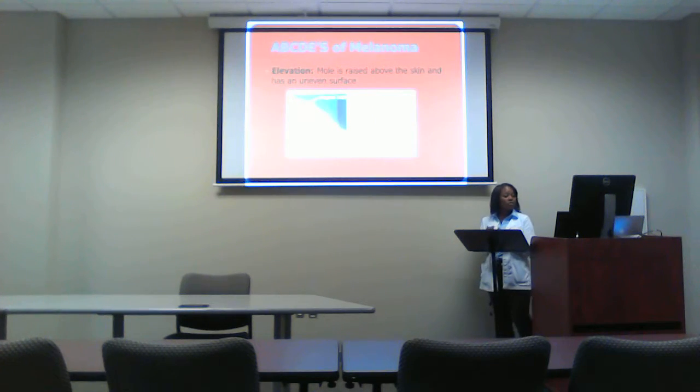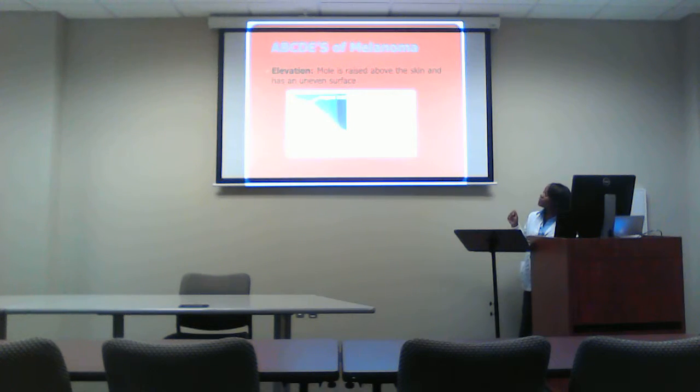Elevation. The mole is raised above the skin and has an uneven surface. As you can see in the picture here on the right, the mole is raised, but it has a good border and it's symmetrical. The mole on the left is asymmetrical and it looks like it's discolored.